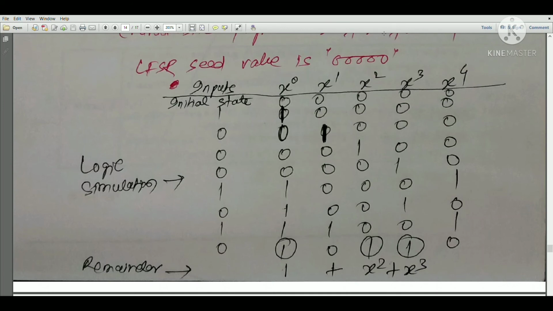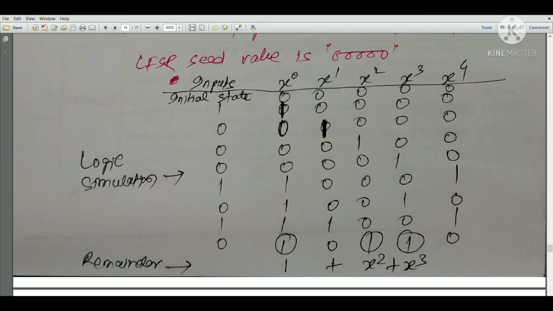Now depending upon the XOR inputs, these states are generated. x to the power 0 will be 1, then 0 0 0 0, and so on. At the end, at x to the power 0 we are getting 1 as remainder, at x square we are getting 1 as remainder, and at x cube we are getting 1 as remainder. So we are getting 1 and the coefficients of x square and x cube. So 1 plus x square plus x cube is the remainder here. By applying the logic simulation, we are getting the remainder as 1 plus x square plus x cube.